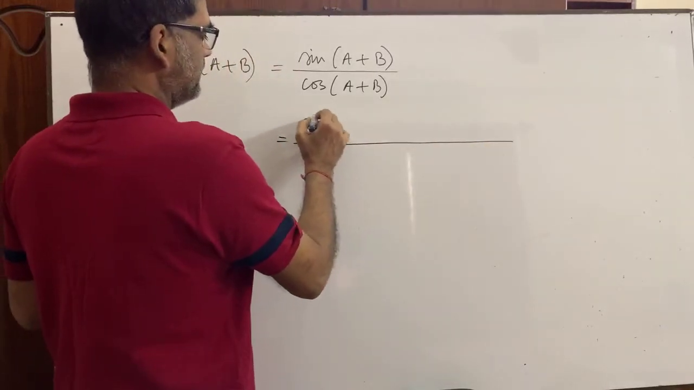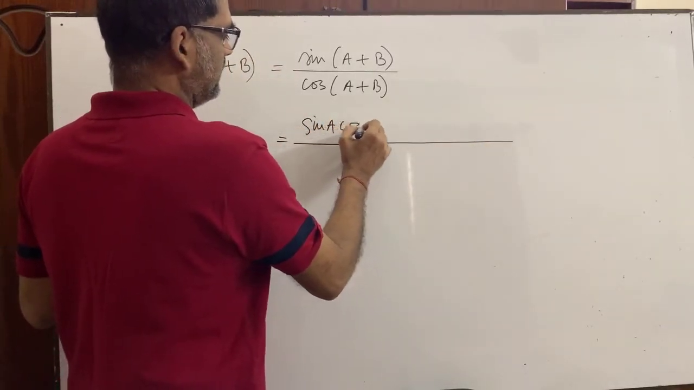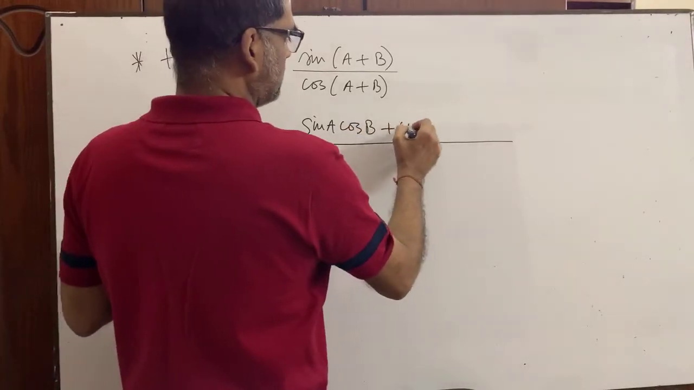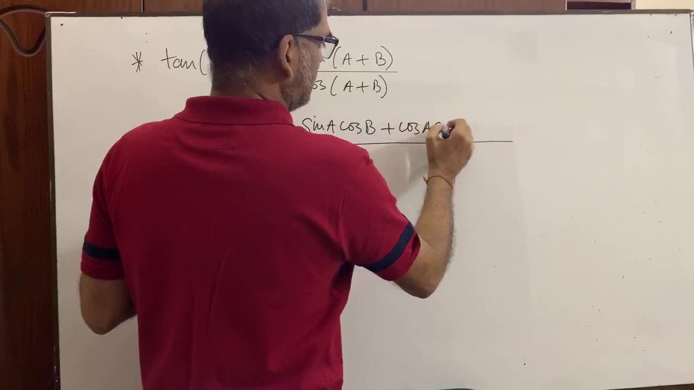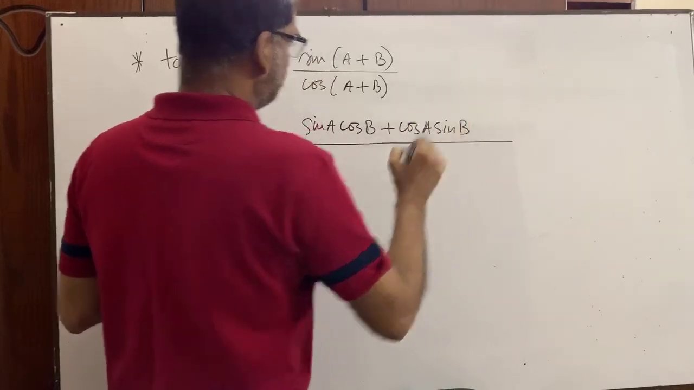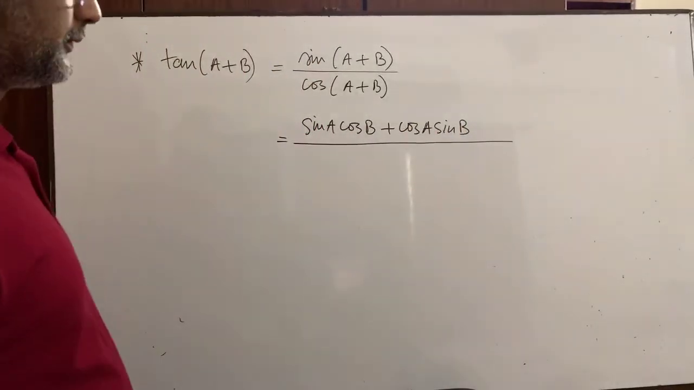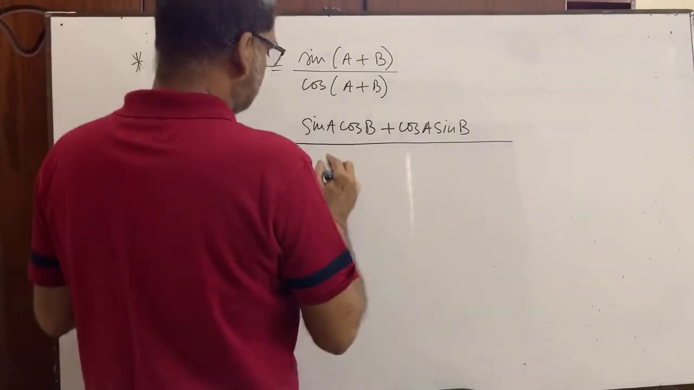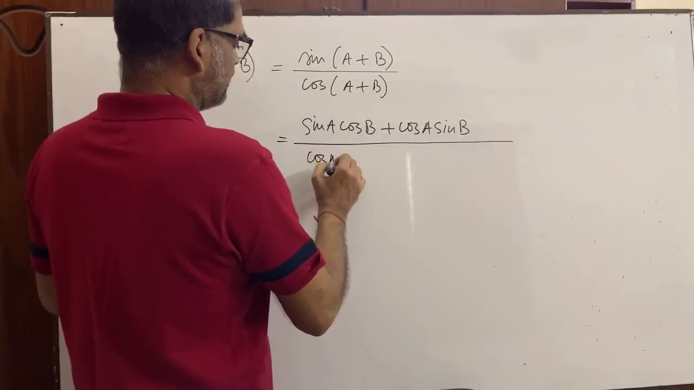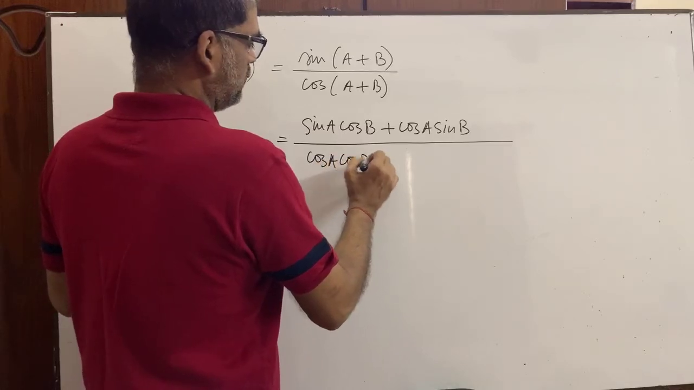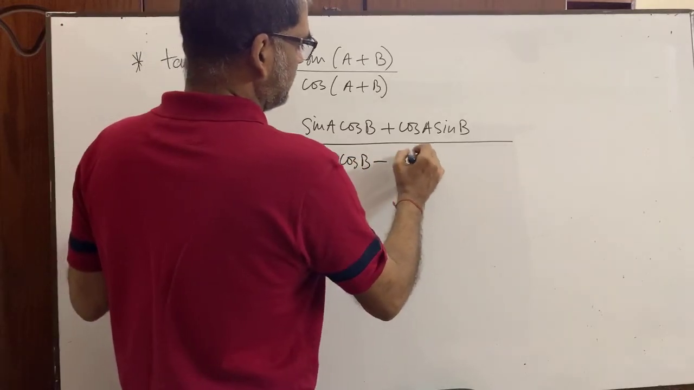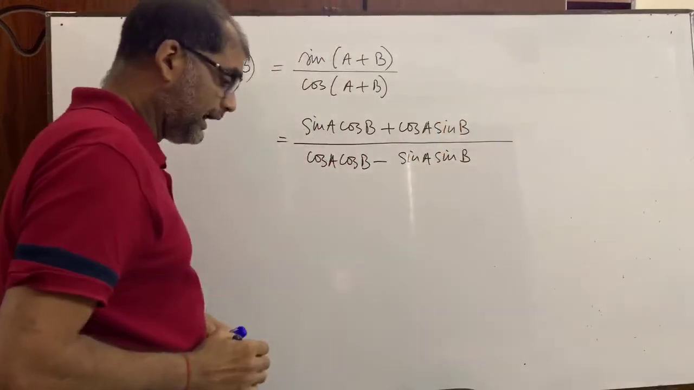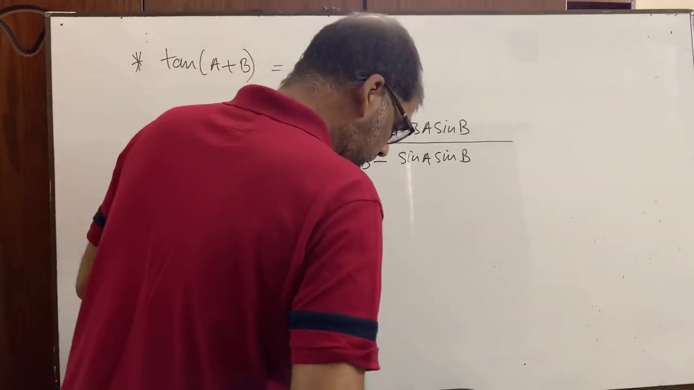Now its formula: sin a cos b plus cos a sin b. Formula number 1. Now formula number 3 here. Cos a cos b minus sin a sin b. I have written now the formula number 3.